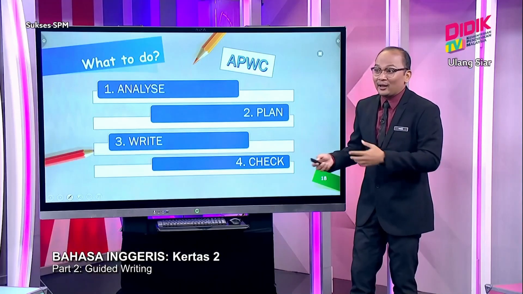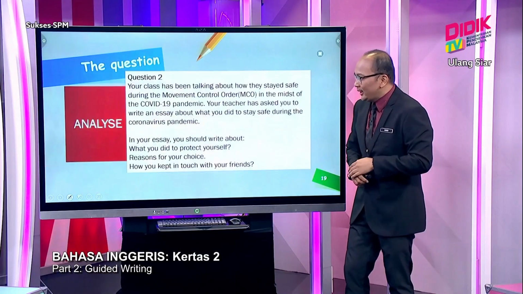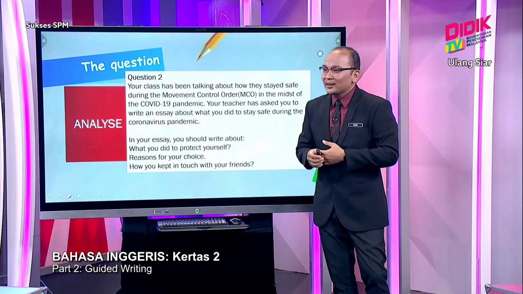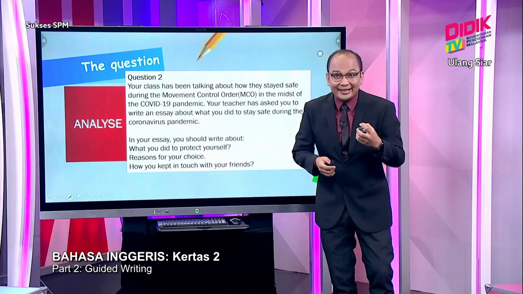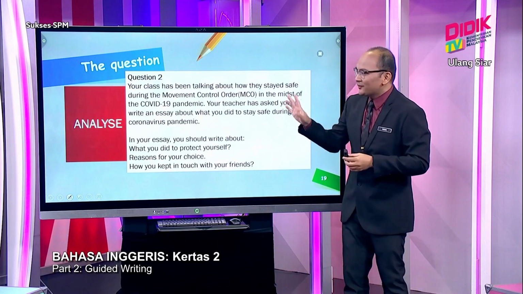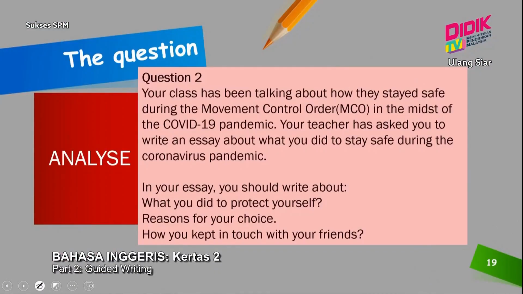Now let's go on to explaining a little bit more so that our students out there have a better understanding of what they need to do. Okay, analyze. The first thing that we need to do is to analyze the question. Let's read the question. Your class has been talking about how they stayed safe during the movement control order, which is MCO. We already experienced that. In the midst of the COVID-19 pandemic, your teacher has asked you to write an essay about what you did to stay safe during the coronavirus pandemic, which is very related.